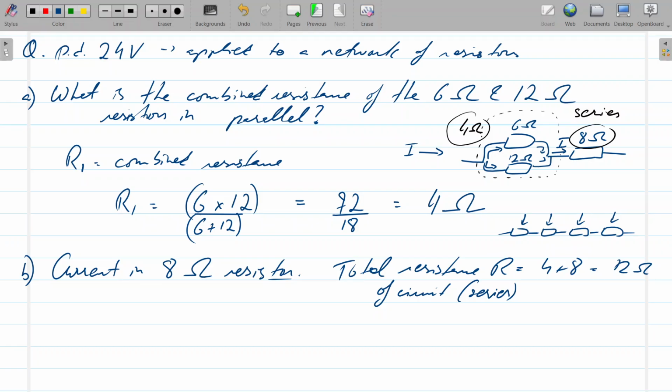So we know V equals IR, and so I equals V over R. That would give 24 divided by 12, which is 2 amperes.